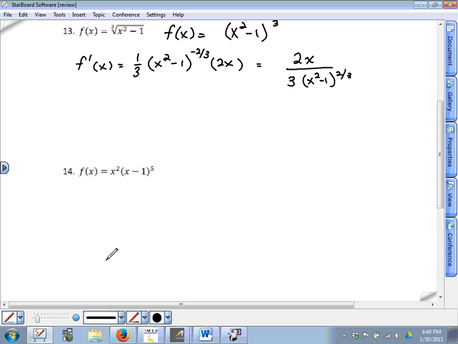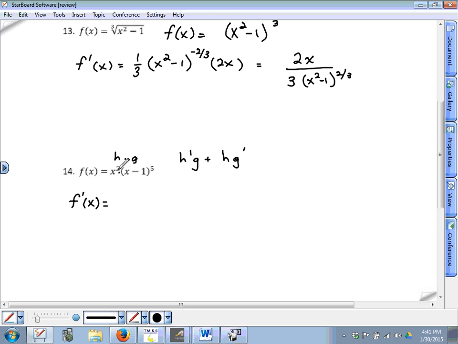Okay, question 14 is a product rule. It's x squared times x minus 1 to the 5th power. And then it's also going to include a little bit of a chain rule here. So if we have an h and a g function, remember the product rule is h prime times g plus h times g prime.